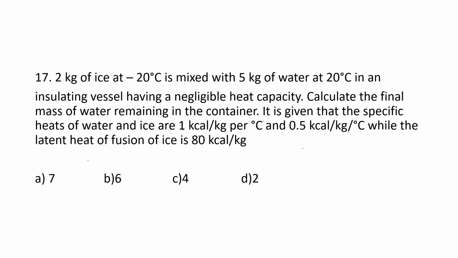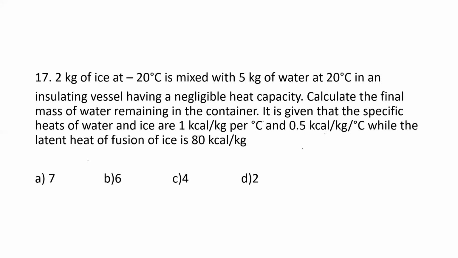It is given that the specific heat of water and ice are 1 kilocalorie per kg per degree Celsius and 0.5 kilocalorie per kg per degree Celsius, while the latent heat of fusion of ice is given as 80 kilocalorie per kg. Okay, so see here. Initially, ice will absorb heat to raise its temperature from minus 20 degrees Celsius to 0 degrees Celsius. Then its melting takes place.